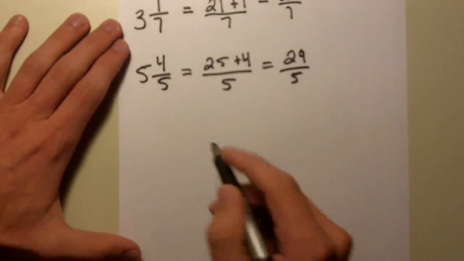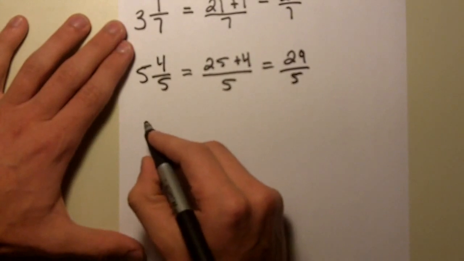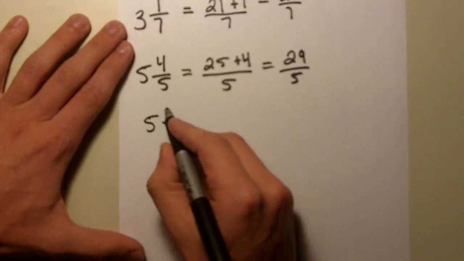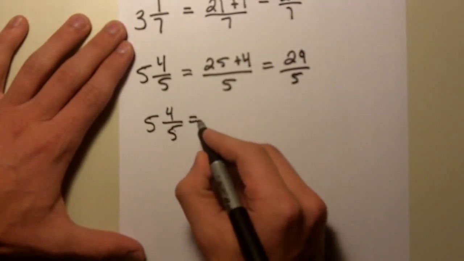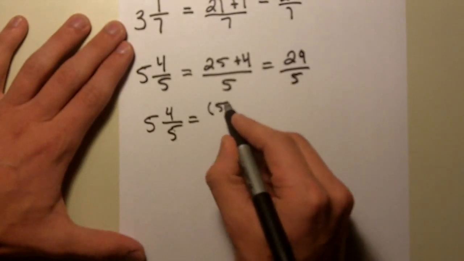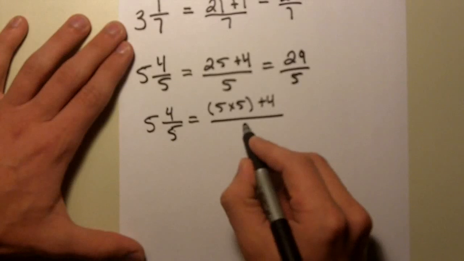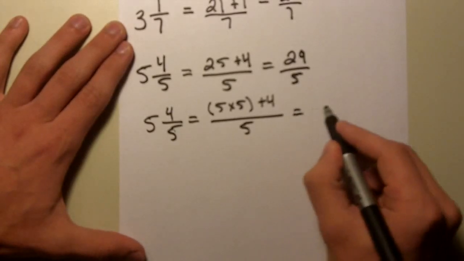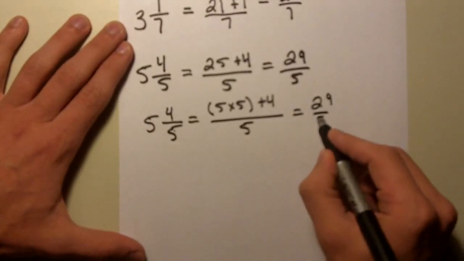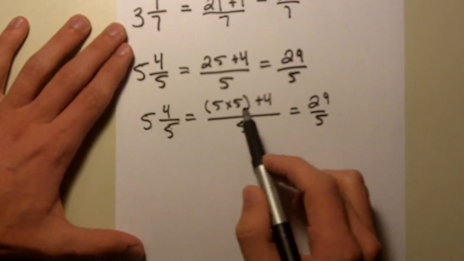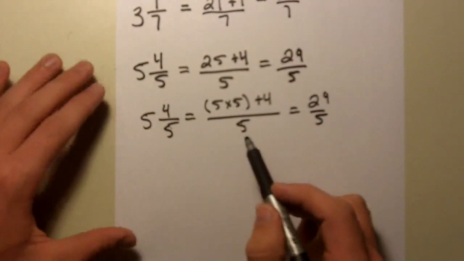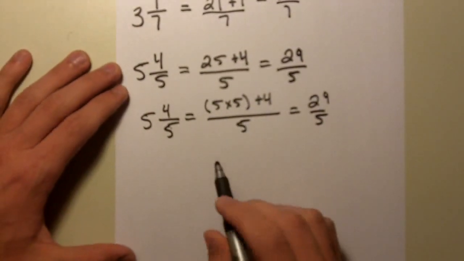Now another way to do this, if you prefer, you can write the whole thing out. So this will be 5 times 5 plus 4 all over 5. This is going to be 29 over 5. If you just wanted to see how it was written out, or all the steps that I was doing.